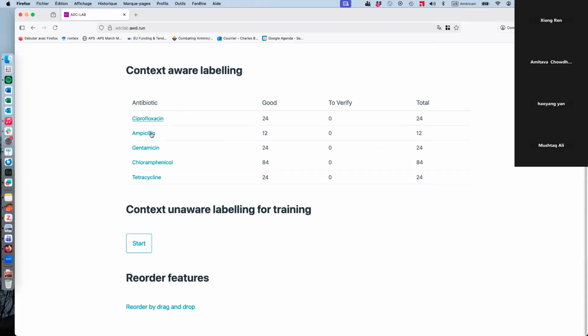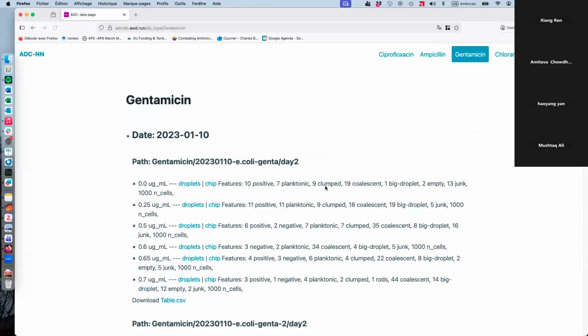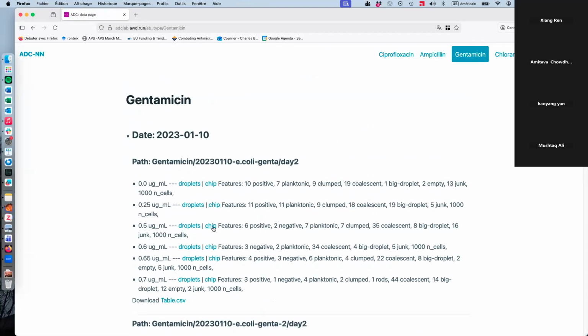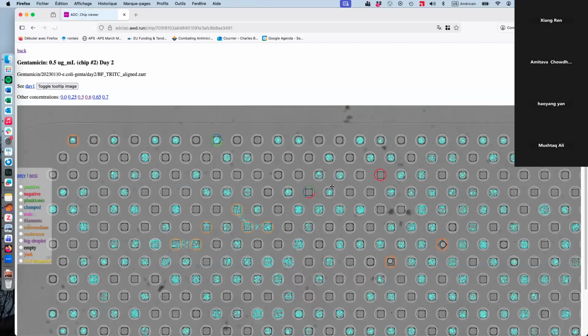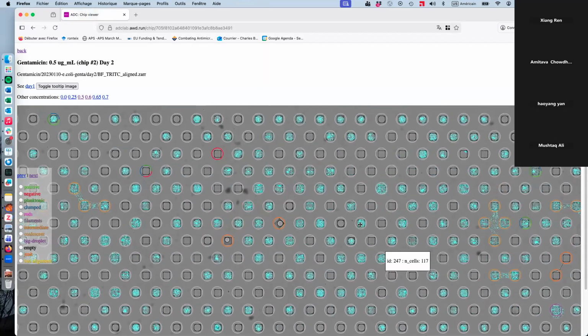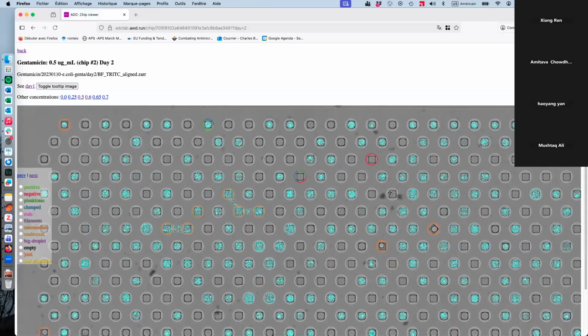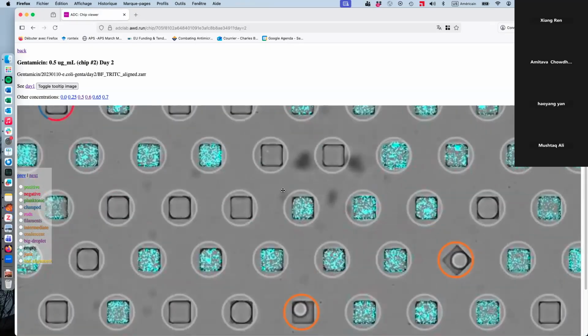And you can see we have the 5 antibiotics. So let's just pick gentamicin, for example. And these are the data we have for gentamicin. And if I pick, I don't know, this one, what you see is the complete chip. And you see individual droplets on this chip. This is day 2. I could also switch to day 1. So this is the initial state of the chip, and this is the second day. So on the second day, what you see is that the droplets, a lot of them contain cells. Some of them are shrunk, so we can label them.